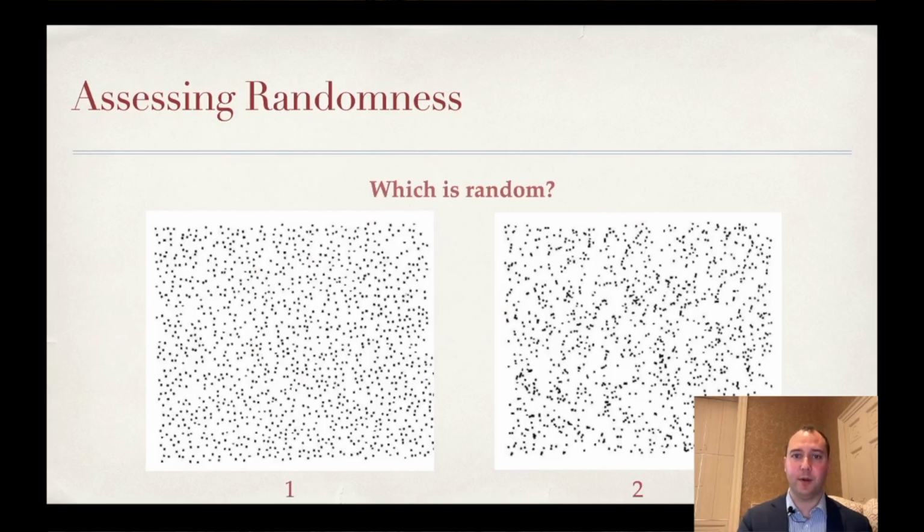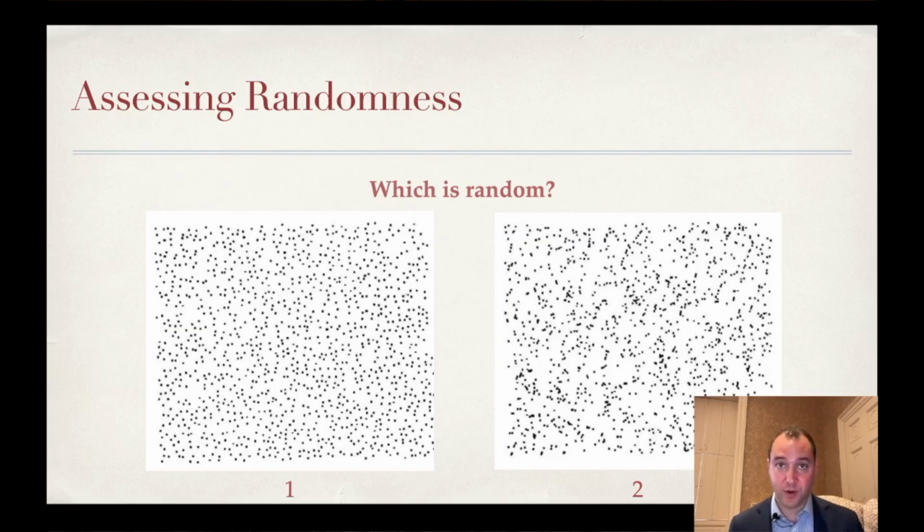Let's look at an example. Humans have a really difficult time understanding when something is random and when it is not. Here are two examples. In one of these pictures, the dots are placed completely randomly. In the other picture, the dots are not random. Which one of these do you think is the randomized dots, and which one do you think is the non-random dots? There's a pattern to it.